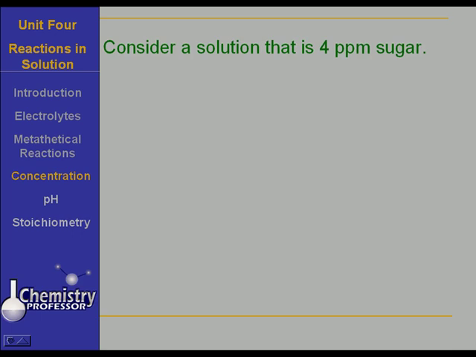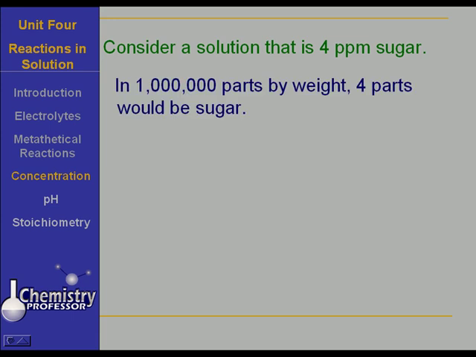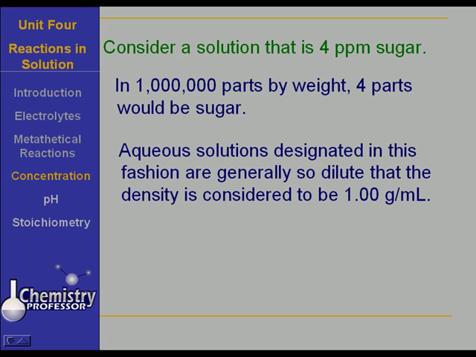Consider a solution that is 4 parts per million sugar. Now what does this mean? This means that in a million parts by weight, 1,000,000 grams, 1,000,000 pounds, 1,000,000 milligrams, whatever, that 4 parts would be sugar, 4 grams, 4 pounds, 4 milligrams, depending.